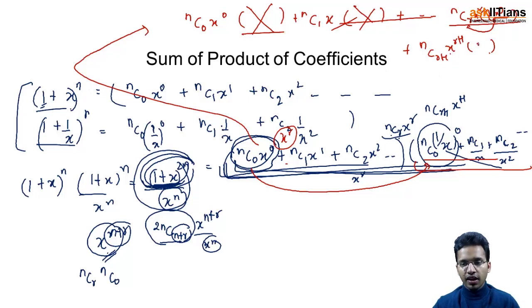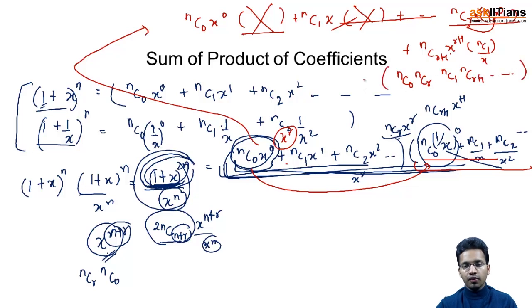For this I will need nC1 by x. This will make it x raised to power r. So we are combining all such coefficients. The first one will be nC0 nCr, then nC1 nC(r+1), and it will go on, and the common thing will be x raised to power r. Now this is the coefficient we are equating from both sides. On the left hand side this will be given easily by this one.